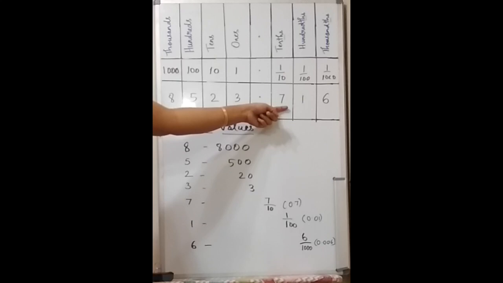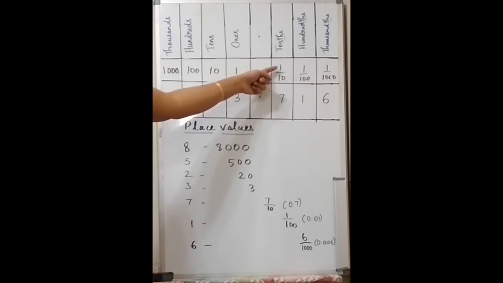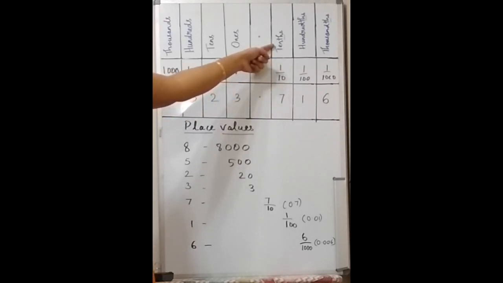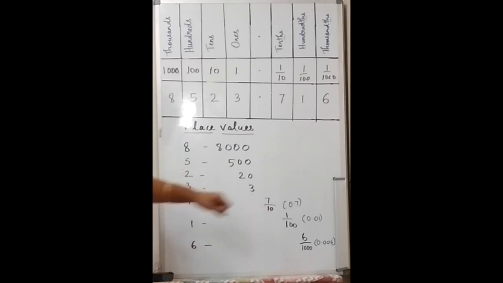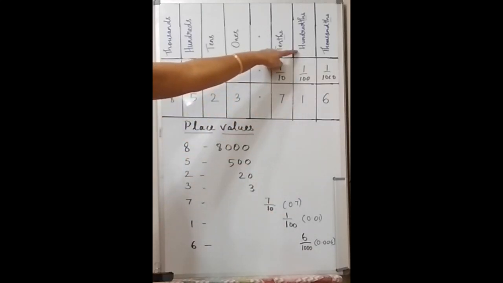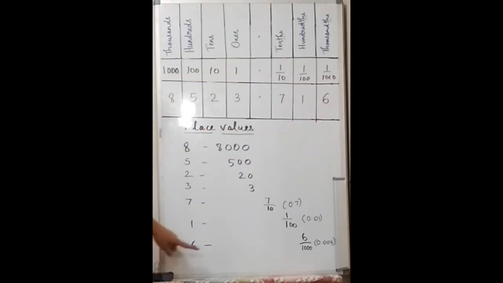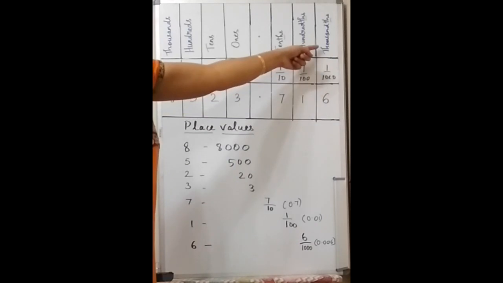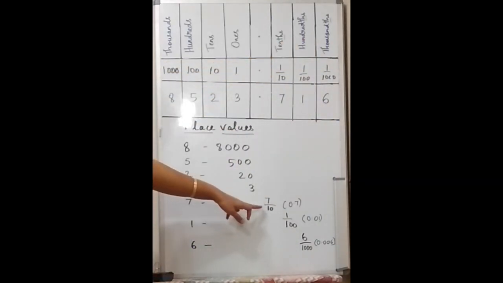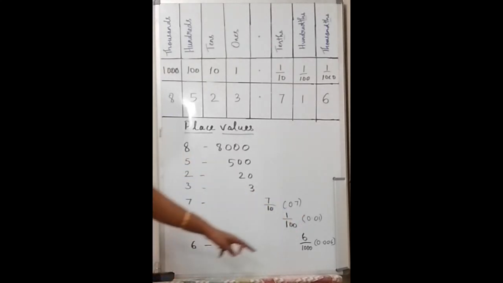The place value of 7 is 7 by 10 because it is in the tenth place. The place value of 1 is 1 by 100 because it is in the hundredth place. And the place value of 6 is 6 by 1000 because it is in the thousandth place. Now 7 by 10 can be written as 0.7, 1 by 100 can be written as 0.01 and 6 by 1000 can be written as 0.006. This we learned earlier in this video.